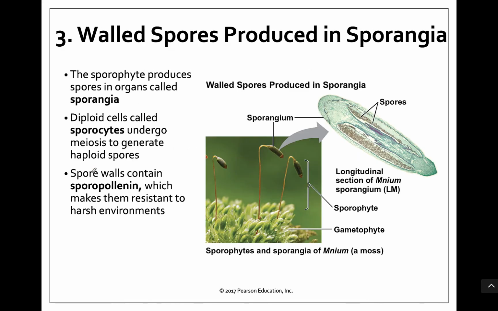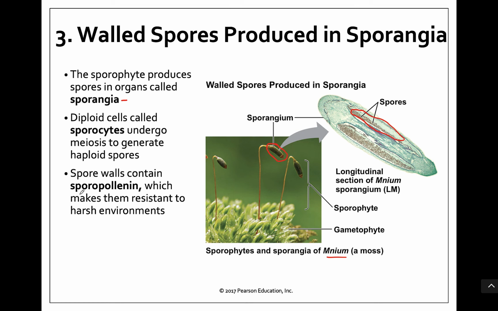Plants also have walled spores in organs called sporangia. So the sporophyte creates spores, and it does so in an organ called a sporangia. Here you can see a moss, which is a non-vascular plant, and here's my sporangium organ. And so inside of here, we would have many spores. You can see all the tiny spores that were created by meiosis.